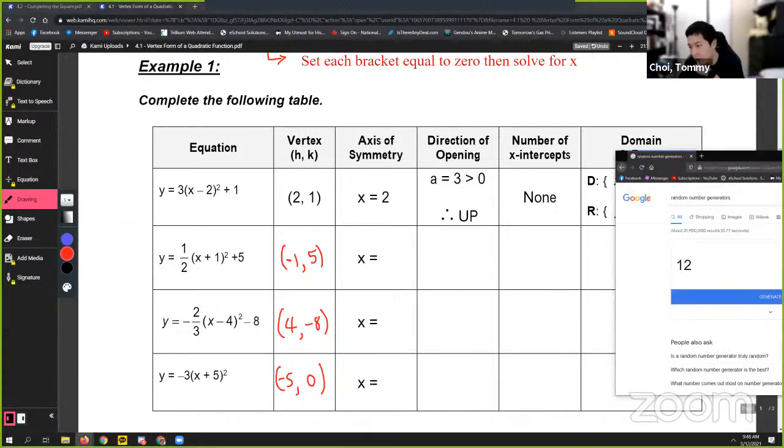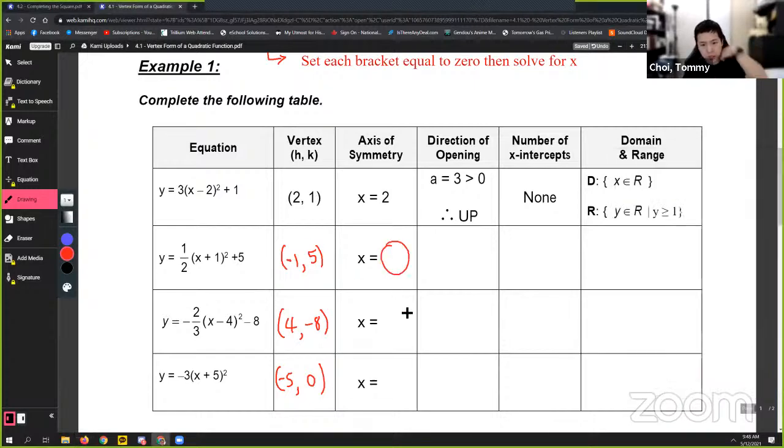The axis of symmetry here. Okay. Jonathan, what is the axis of symmetry for our second row here? This one right here. X equals. Jonathan's the one that should be answering this.